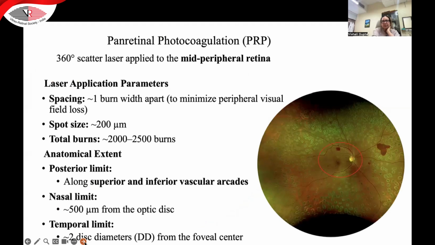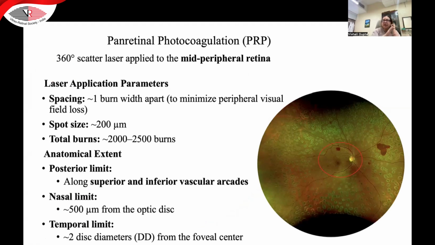When you're doing PRP, just make sure that the spacing, the burns have to be one burn width apart with a spot size about 200. The total burns are about 2000 to 2500, but you don't do it all in one sitting, because if you do too many burns, there will be worsening of macular edema.